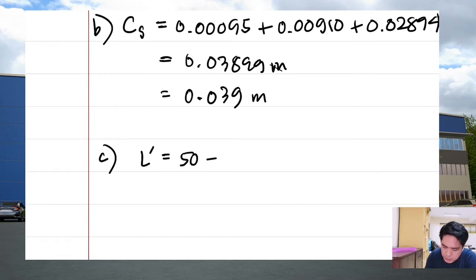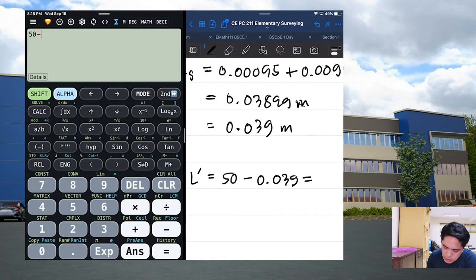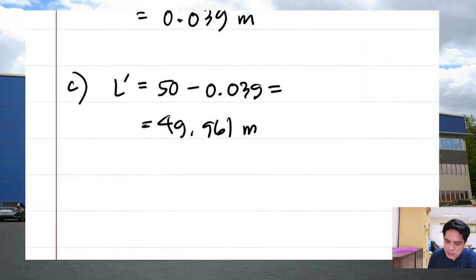That would be 50 minus the correction 0.039. So that's 49 points. So kasi bobo sa arithmetic, 50 minus 0.039. So the answer is just 49.961 meters. So that's the length of one tape length, or one span of the tape.